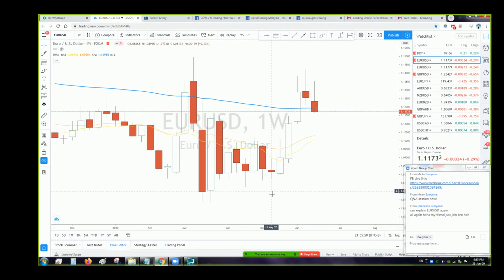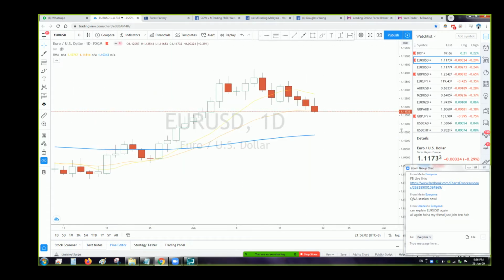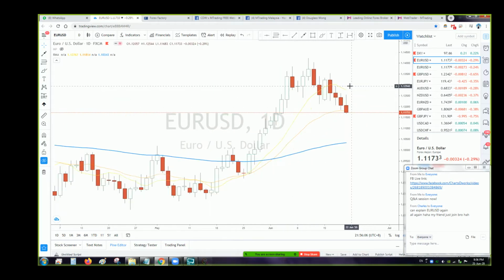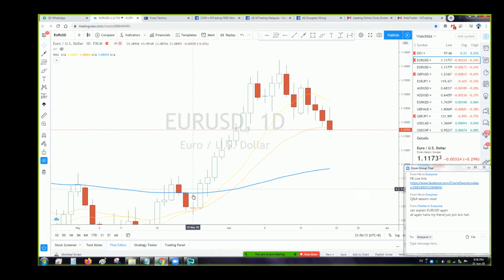So Euro USD, we had a 3 weeks rally to the upside, and then a pullback. This pullback is a healthy retracement, it's a healthy pullback. So I'm not going to say that Euro is fully bearish. I take this as a healthy retracement. So you see, price went up and then we went sideways, then we came back down.